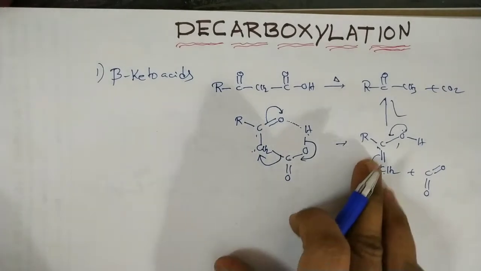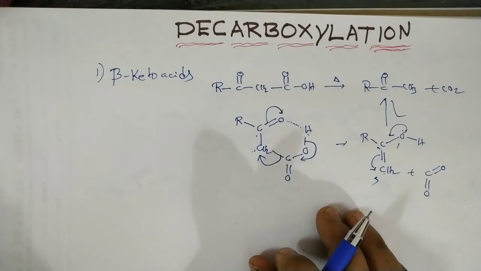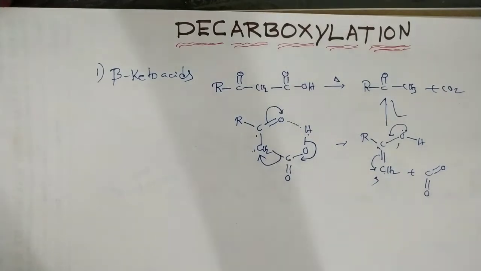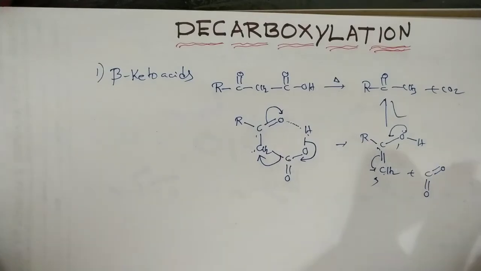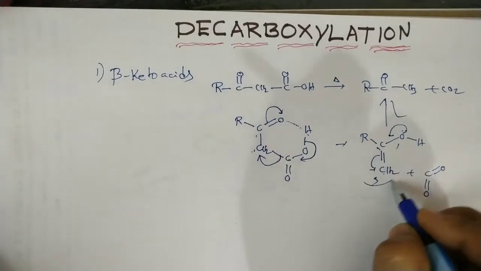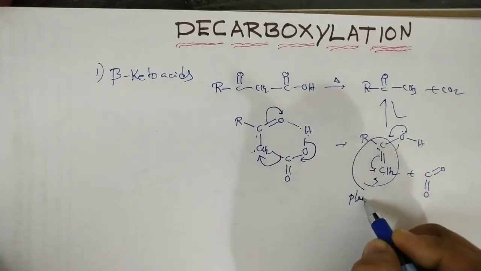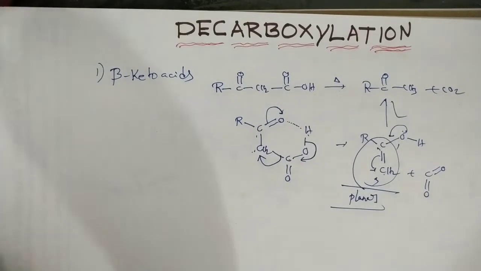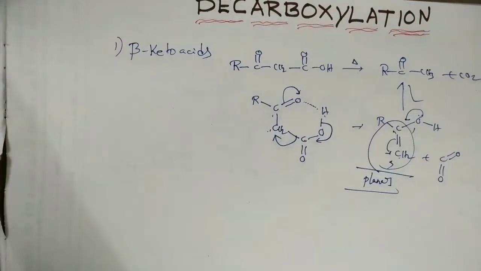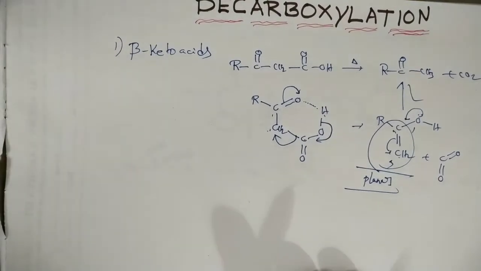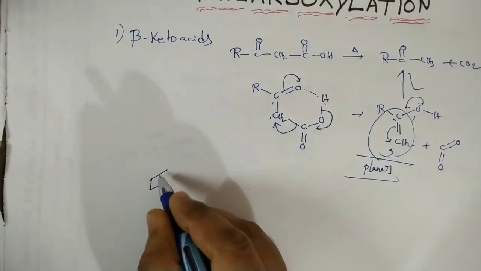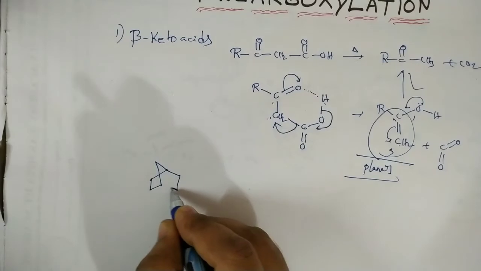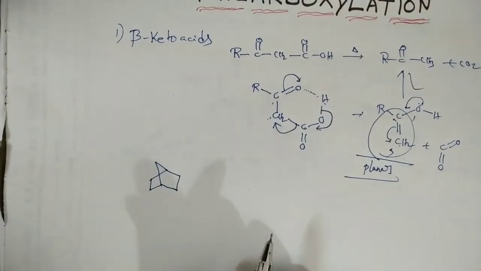So here that enol is converted to keto form. So here the intermediate product you can say is enol. This decarboxylation takes place through the enol form. So here enol, about this C double bond C, geometry is planar. Okay, that's it. Now there are the beta keto acids. So here in this beta keto acids decarboxylation, enol is one of the intermediate products.